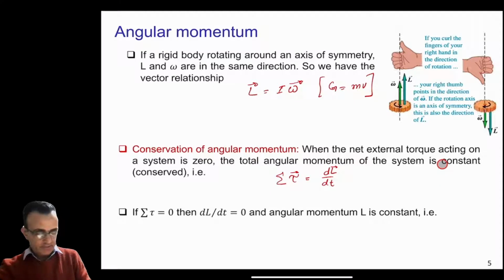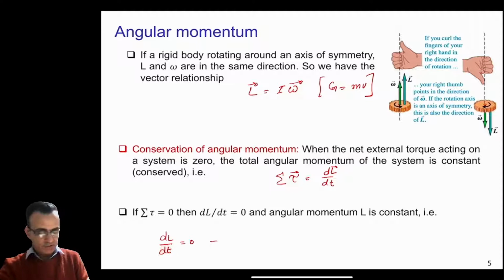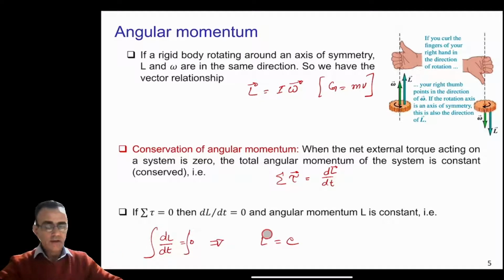So if dl by dt is 0, and you integrate both sides, then L will become constant. This means that the angular momentum will remain constant. So if the external torques are 0, then the angular momentum will be constant. The idea is the same as for linear motion.